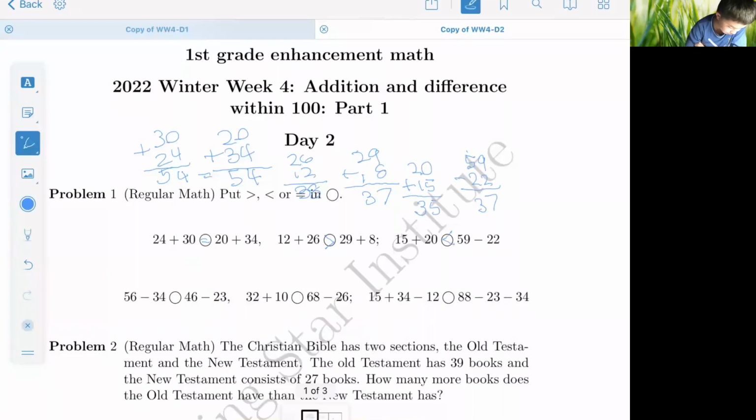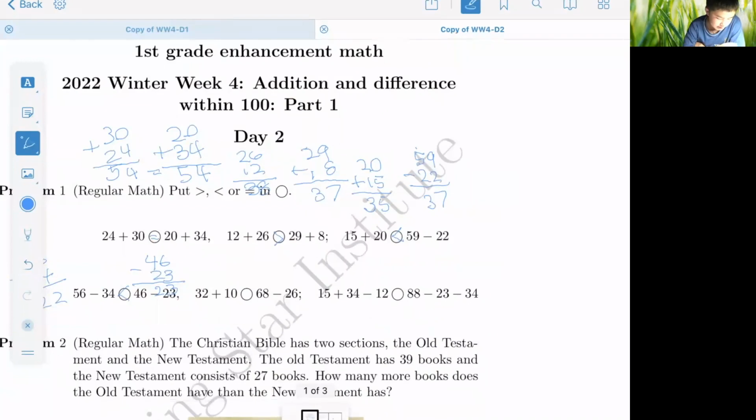For question number 4, 56 minus 34 is blank 46 minus 23. 56 minus 34: 6 minus 4 is 2, 5 minus 3 is 2. 46 minus 23: 6 minus 3 is 3, 4 minus 2 is 2. So 46 minus 23 is greater.